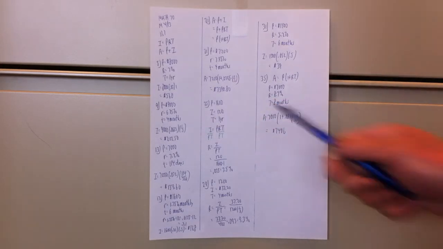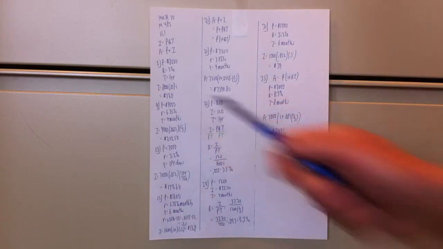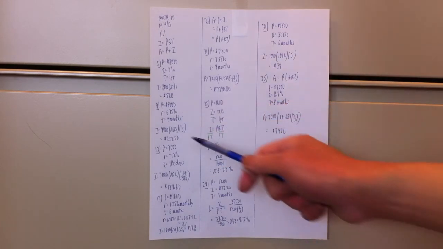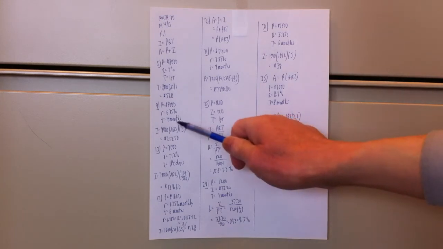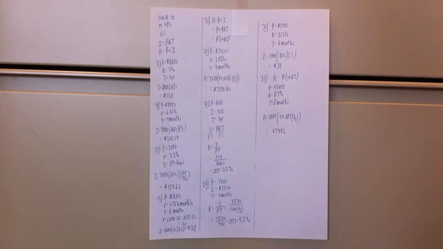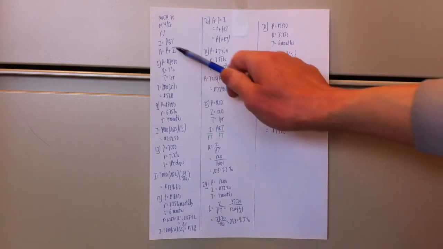For number 9, principal is $9,000, rate is 6.75%. Time is given to be 4 months. The formula way back up here, time is always in terms of years. So if it isn't in years, you have to convert it to years. So we know that 4 months is 4 out of 12, or 1/3 of a year. So we're going to be plugging in 1/3 into the equation.